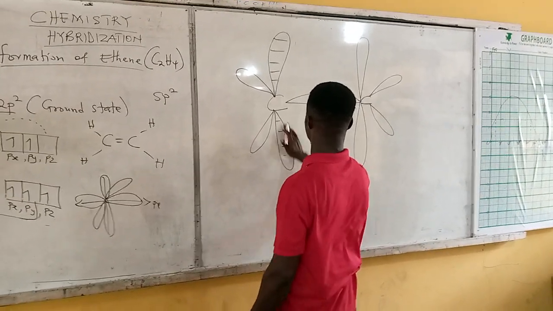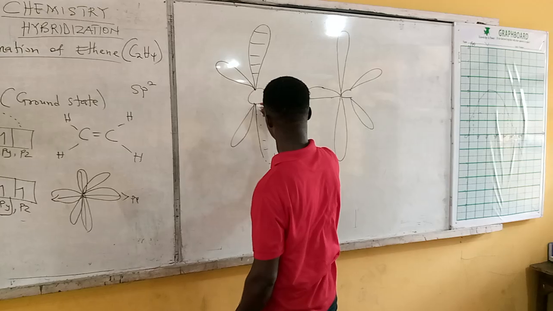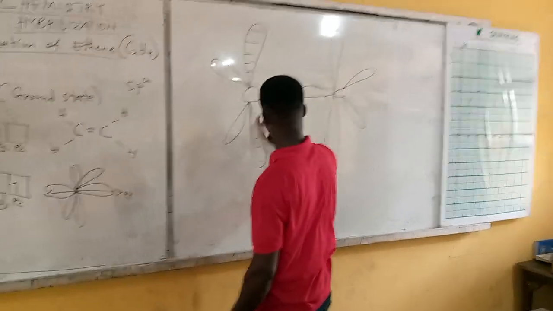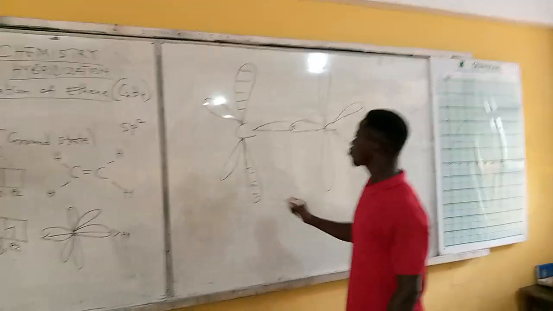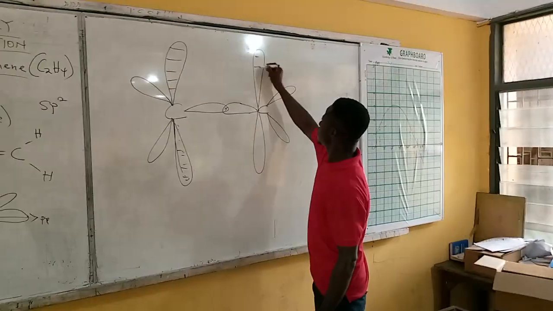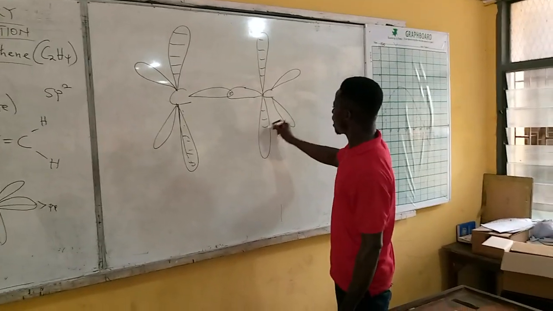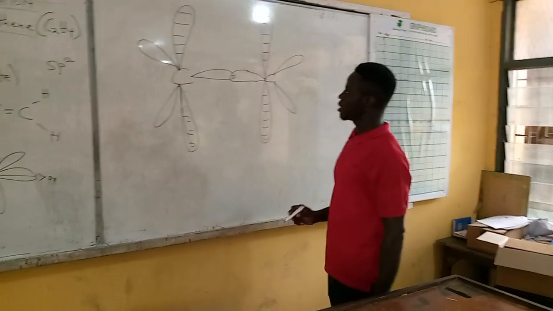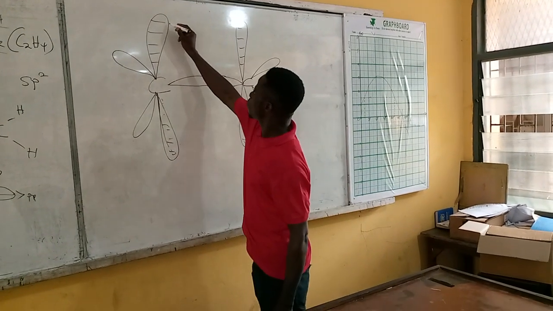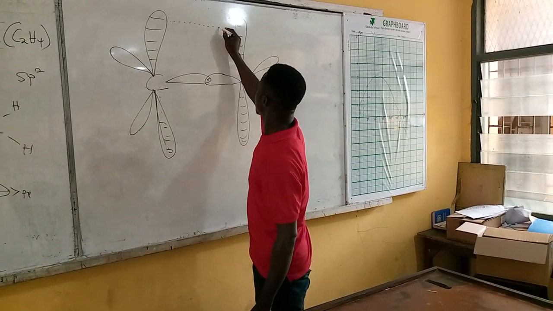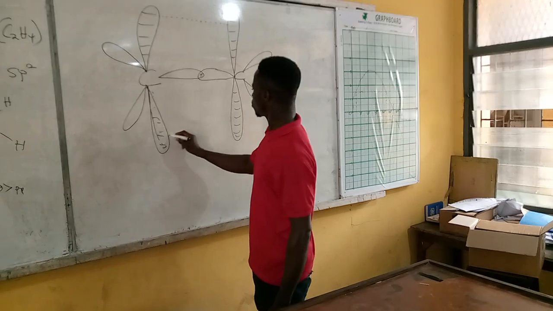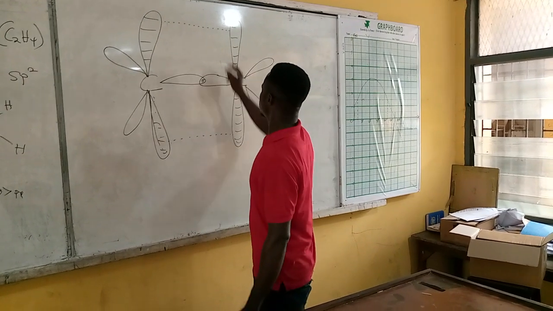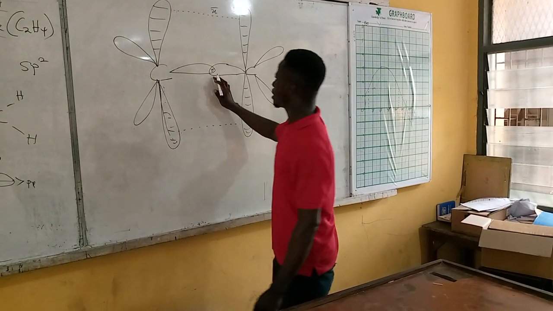With this one, it should be a straight one like this. So you can see clearly that the shaded portion is the unhybridized orbital, which is the pz. And this will also form a lateral line like this. So this is what we call the pi bond. So this is a pi bond and this is a sigma bond.